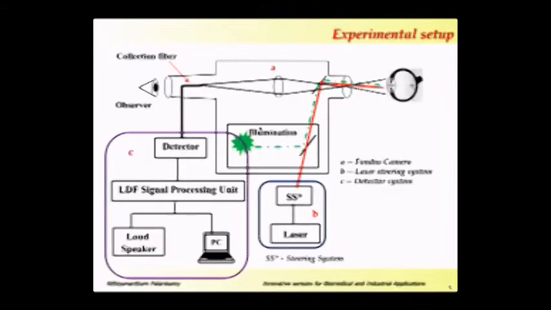The experimental setup of the fundus camera based laser Doppler flowmetry instrument is shown. It consists of three major blocks: fundus camera, laser steering system and detector system. The laser steering system provides a laser beam of 40 microwatt power at 670 nanometer wavelength. The laser beam was delivered to the human eye through the same illumination path of the fundus camera.